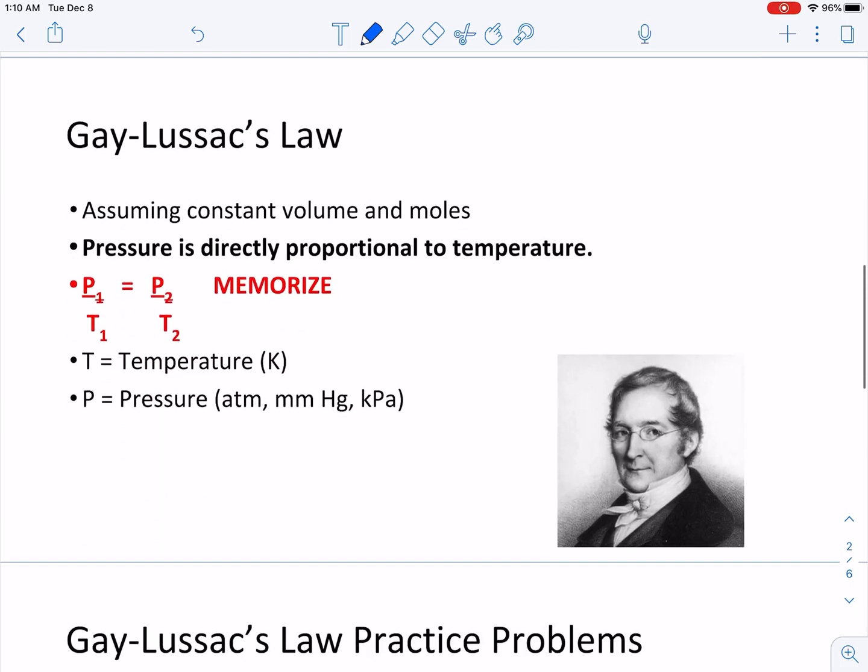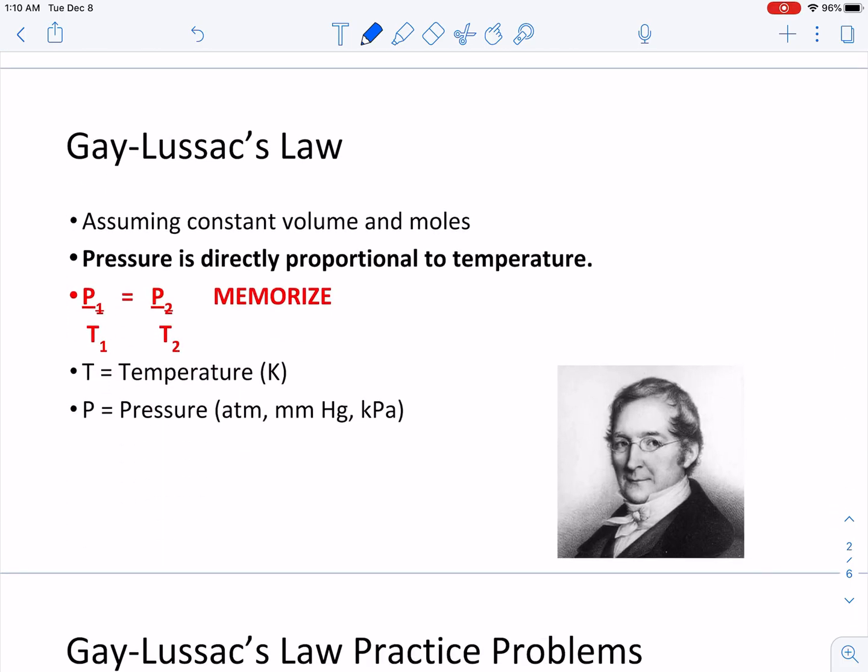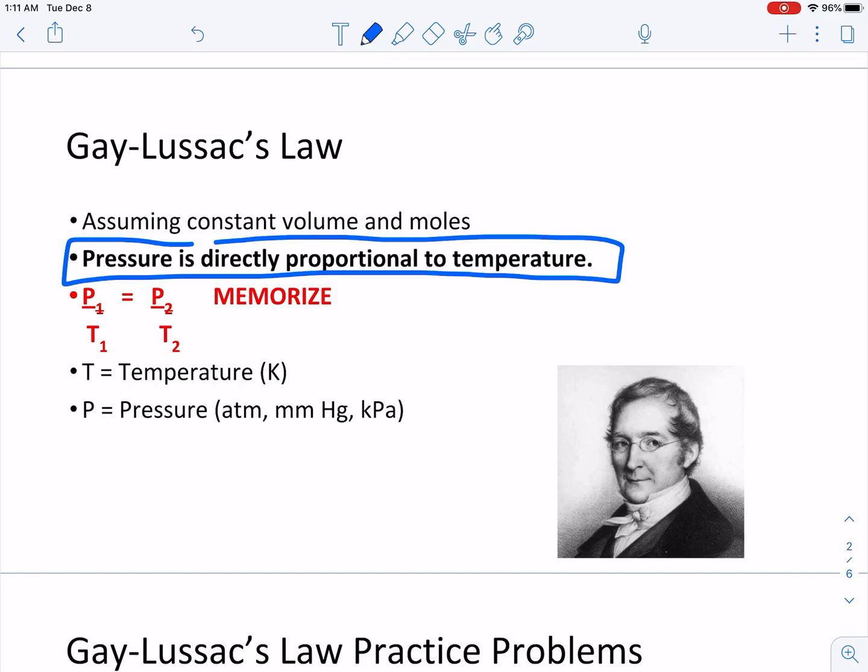The third law we're going to look at is Gay-Lussac's law. He was looking at the relationship between pressure and temperature and found that they are also directly proportional. Pressure is directly proportional to temperature. In other words, if you increase the temperature, you're going to increase the pressure. Or if you decrease the pressure, you're going to decrease the temperature, and so on. Again, we're assuming volume is constant and number of moles, or the amount of gas. So notice there's no V here. We're going to assume that volume stays the same throughout.